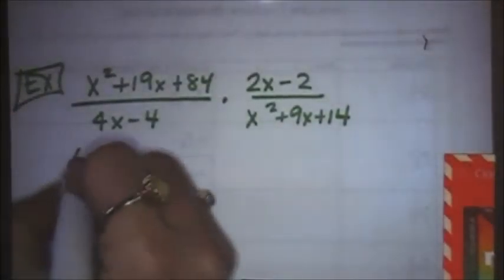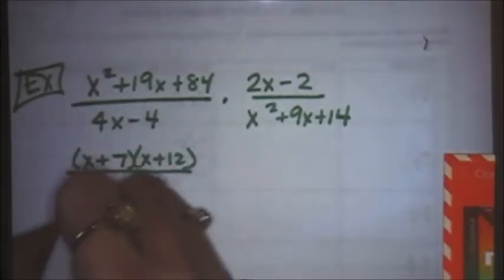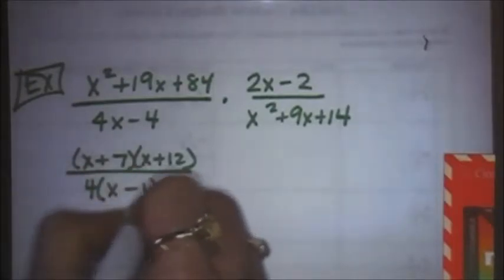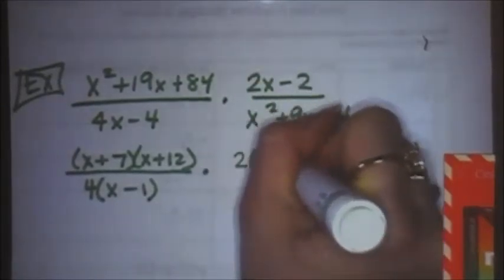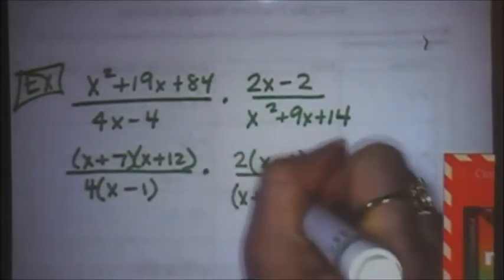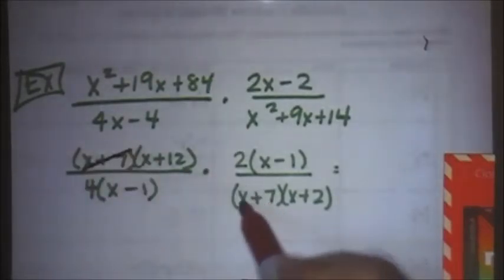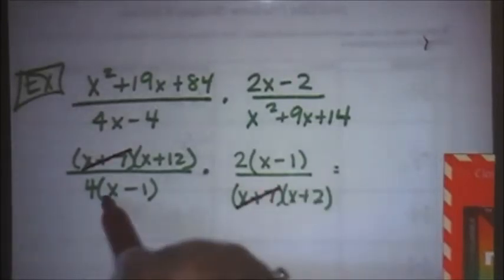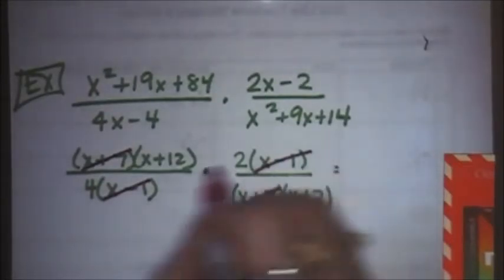So this first trinomial factors as x plus 7 and x plus 12. The denominator has a GCF of 4, and that would leave me x minus 1. In this one, the numerator has a GCF of 2. If I factor that out, I get an x minus 1. And this would factor as x plus 7, x plus 2. So really the trick to these is knowing how to factor. Now I'm going to cancel my x plus 7s and my x minus 1s. And that looks like everything that will cancel, so I'm going to multiply across.